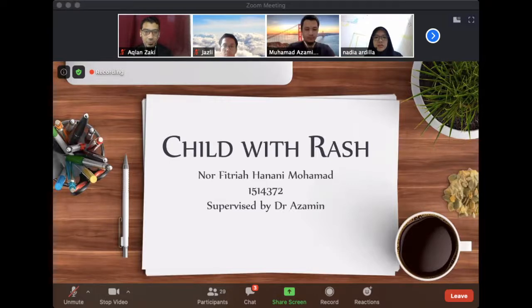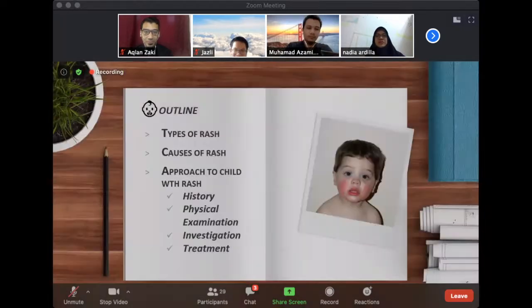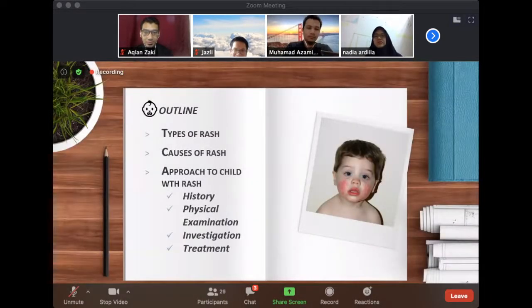So I'll be presenting regarding the child with rash. This is among the common presentations in children. First, to avoid you from being sleepy, just sit back and take a deep breath. Okay. So this is my outline for today. I will explain the types of rash that we get and the causes of the rash according to each type, and the approach to the child with rashes, including history, physical examination, investigation, and also treatment.